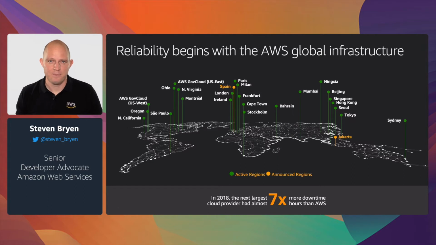in the AWS Cloud. And you can see the stat on the slide here shows that in 2018, the next largest cloud provider had almost 7 times more downtime hours than AWS. So that experience of running operational excellence, of running infrastructure at scale at Amazon, really plays true there in our experience and capability to run these highly available services in the cloud.